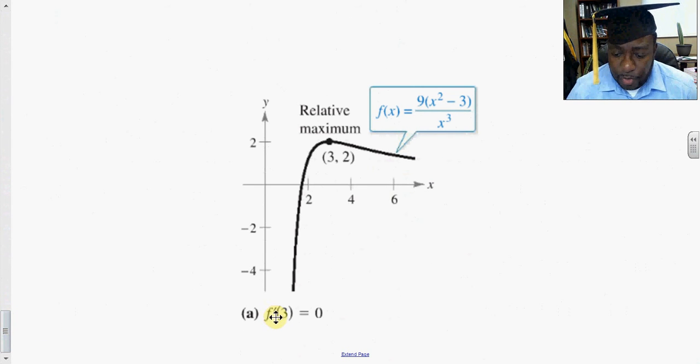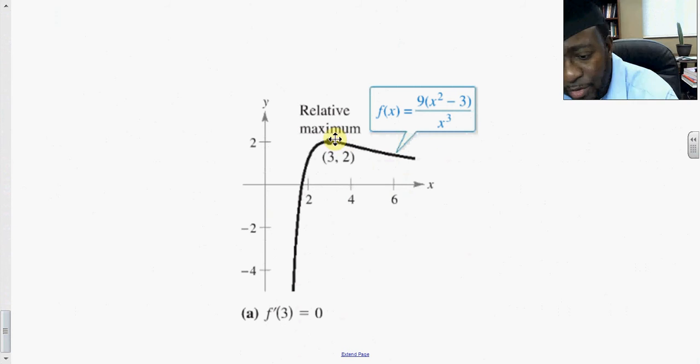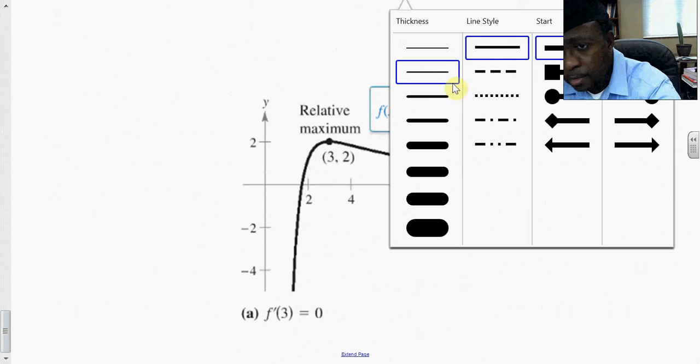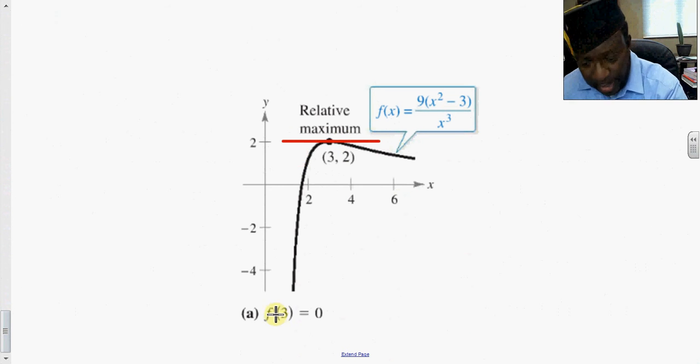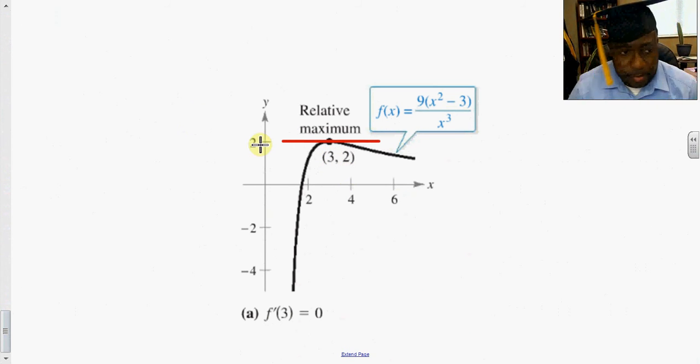Here, f prime of 3 is equal to 0. That means it crests out, it tops off there and goes back down, or you could crest below, like in a valley, and have a tangent. So that's what it means when you say f prime of 3 is equal to 0. Here we have a horizontal line. The critical number is x equal to 3. It's a critical value.